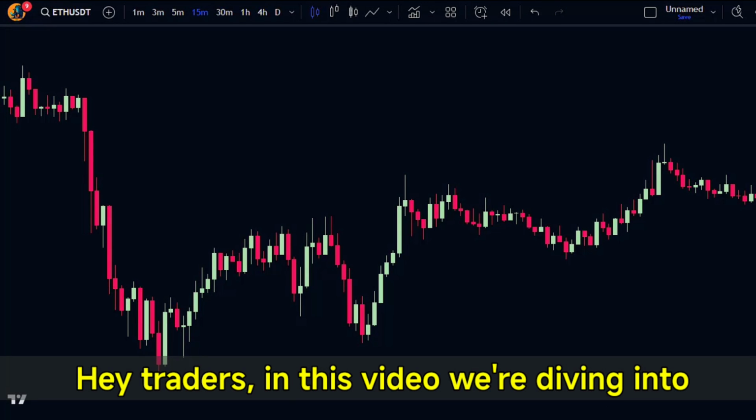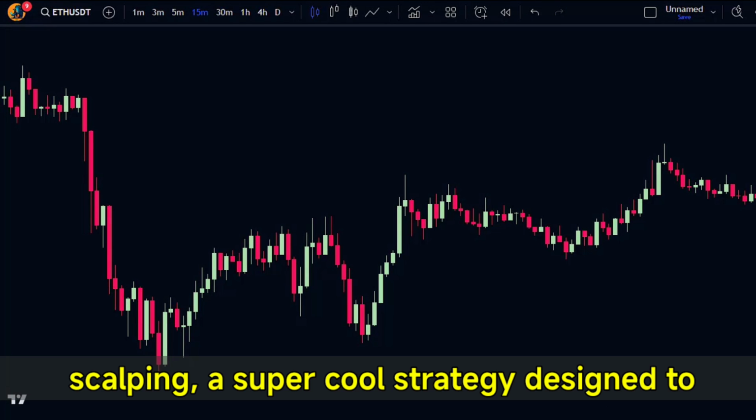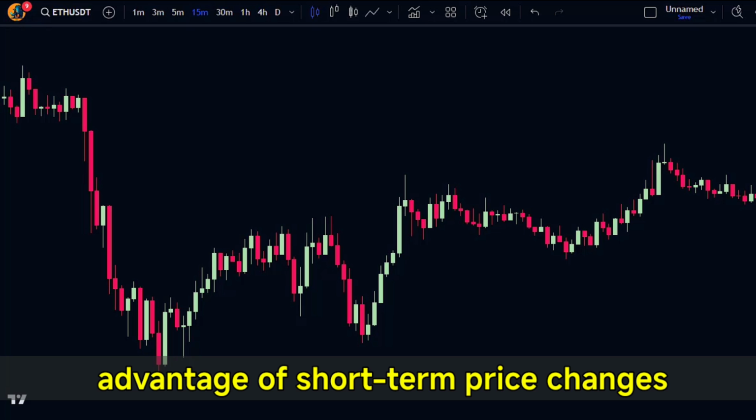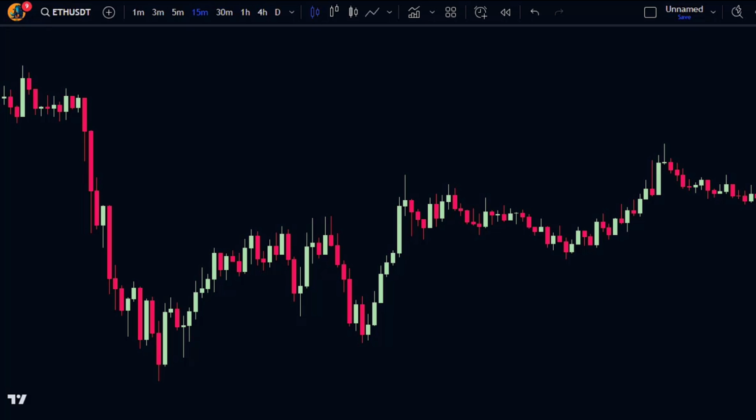Hey traders, in this video we're diving into scalping, a super cool strategy designed to help you make money quickly by taking advantage of short-term price changes. Let's get started. For this video, we'll use the Ethereum 15-minute chart as an example, but remember this awesome strategy works great for crypto, Forex, and stocks and more. Plus it's effective on any time frame from 1 minute to daily, so you can use it however you like.